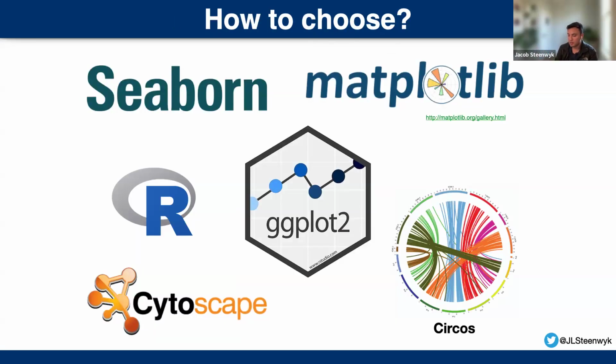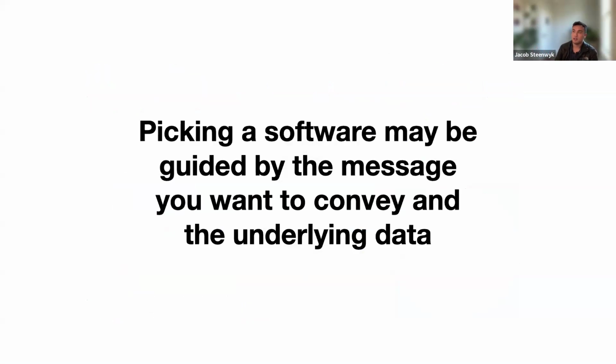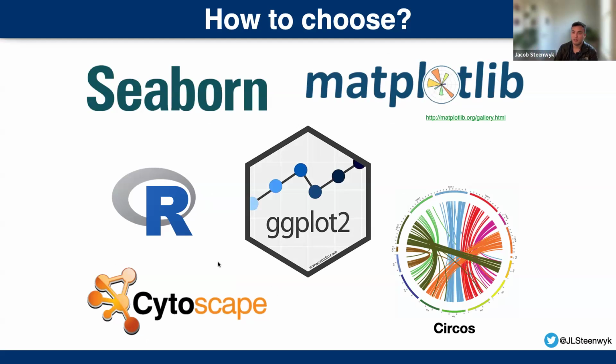So we sprinted through a whole bunch of tools, and how do you choose which one is best for you? This might honestly be guided by the message you're trying to convey and the underlying data, right? If you're trying to convey a network, Cytoscape might be super friendly to you. If you're trying to depict a whole genome, Circos might be friendly to you. And then for just general plotting, Seaborn, Matplotlib, ggplot2, these are all great.